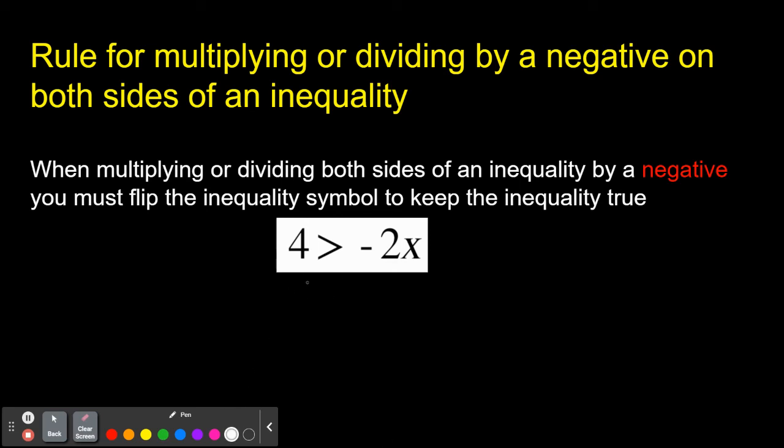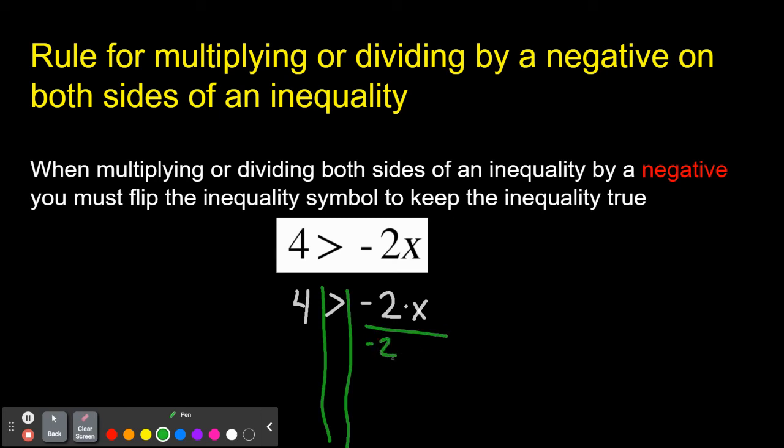Here's an example, a little one-step inequality that we're going to have to solve. We have 4 is greater than -2x. So again, we don't have anything to get rid of. Our variable term's already on its own. So we just need to undo this operation. We're going to divide by that coefficient, and we're dividing by a -2.